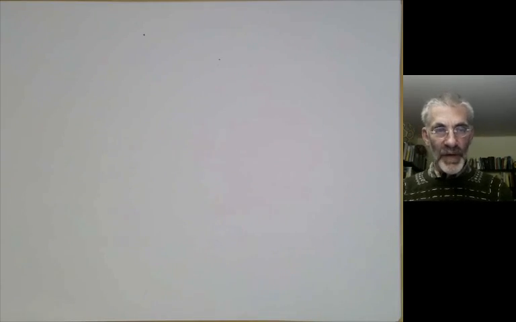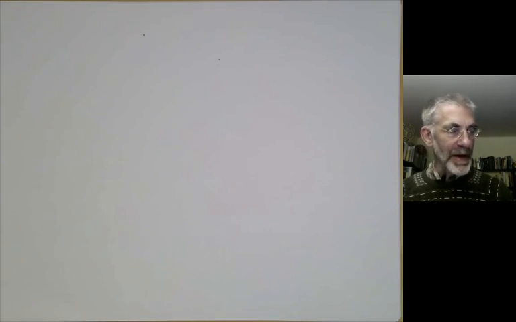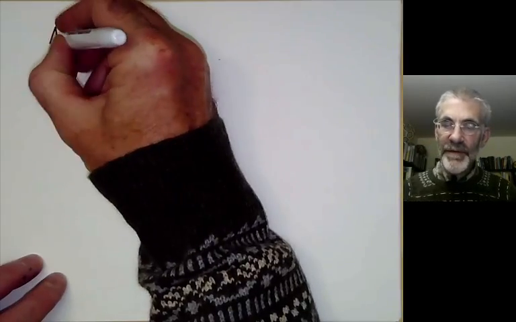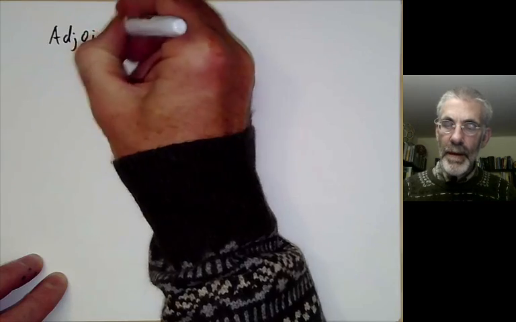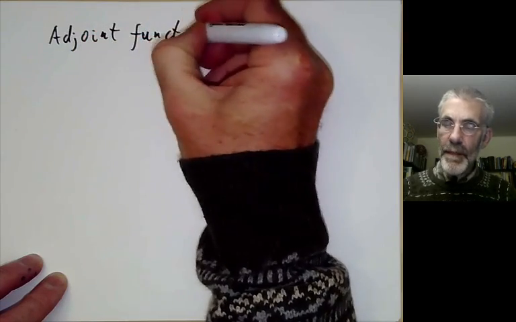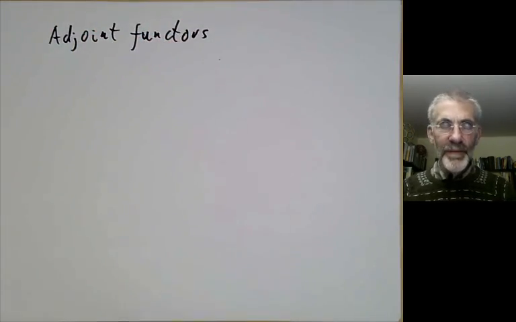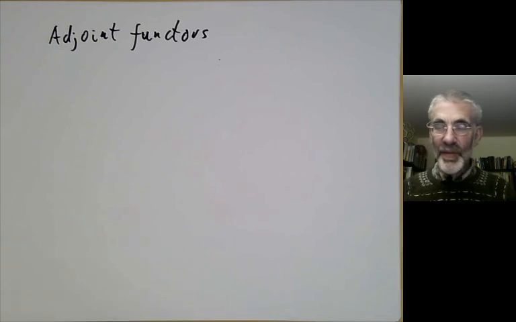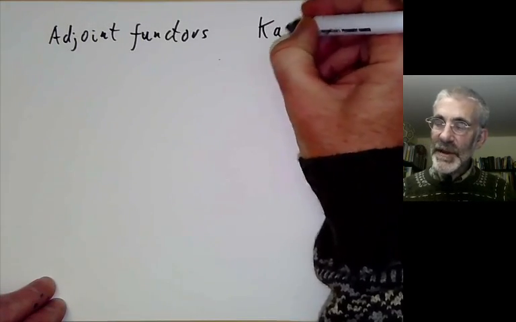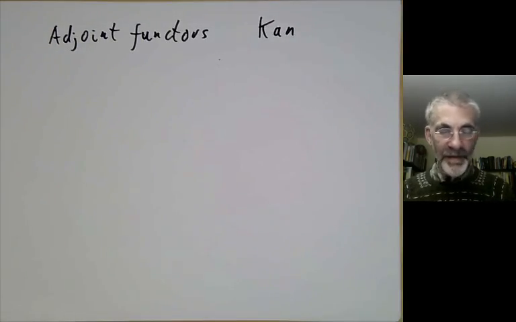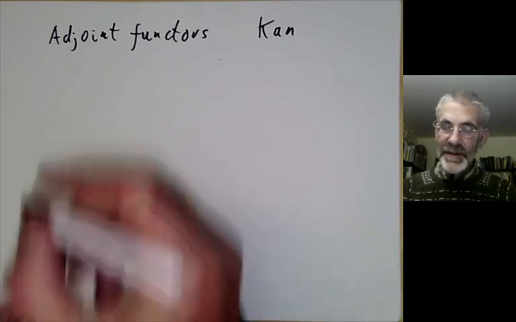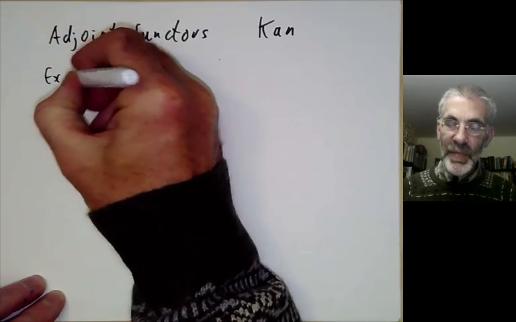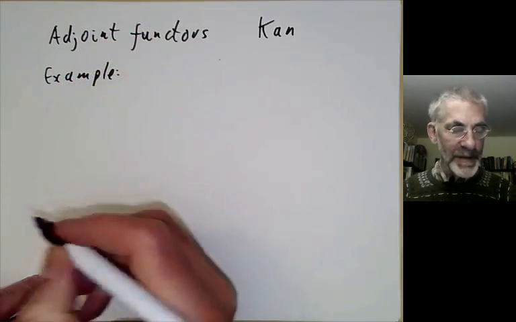This lecture is part of an online course on category theory and will be about adjoint functors. Adjoint functors are one of the basic concepts of category theory that were not originally discovered by Eilenberg and MacLane. They were originally discovered by Kan in the late 1950s. And we will start with an example of adjoint functors.